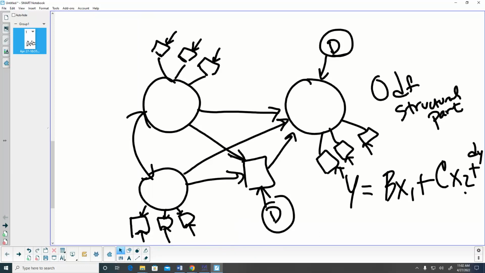No, and if I wanted you to draw a path diagram from a set of equations, I might give you a set of equations and then say, make sure to correlate all of the exogenous variables when you draw your path diagram, or something like that.